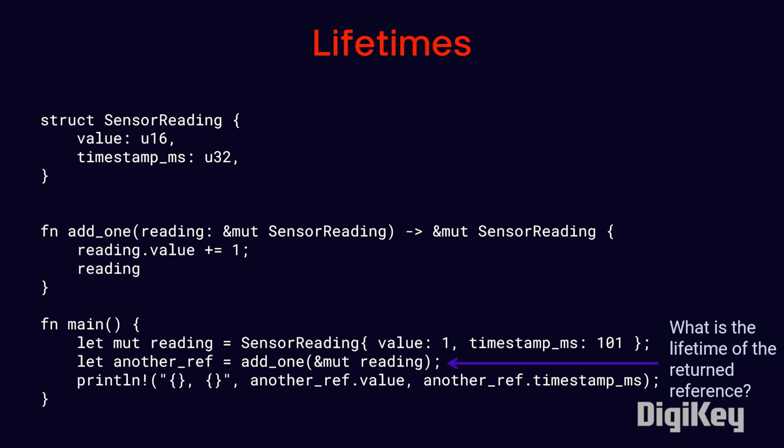So we need to help it out by annotating the function signature with the intended lifetimes of the parameters and return values. Otherwise, the compiler would not know when the underlying value that another_ref points to might disappear. For all it knows from just the signature, the function could be returning a reference to some local variable in the function that gets dropped immediately. So let's see how lifetime annotations help solve this problem.